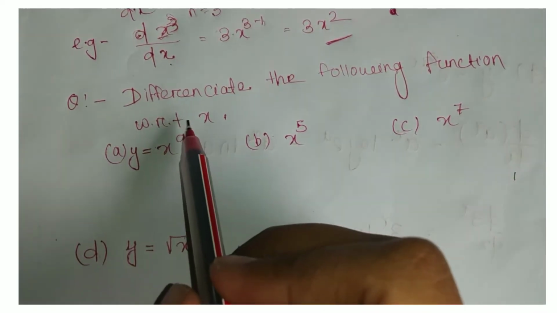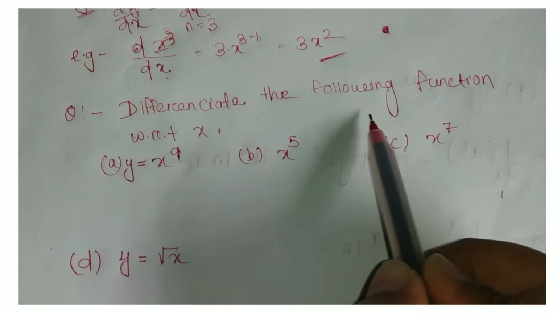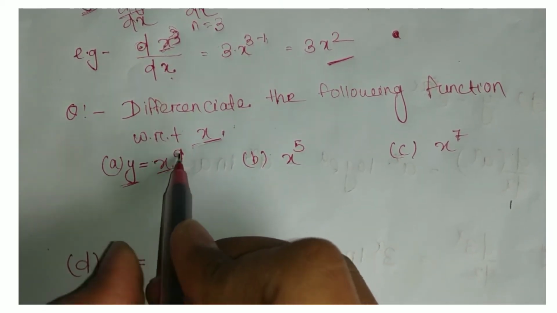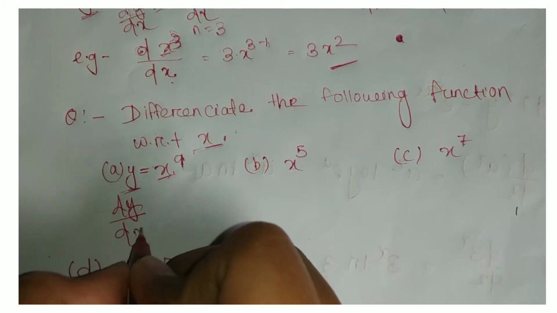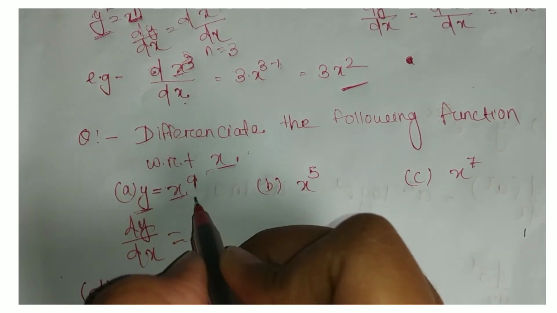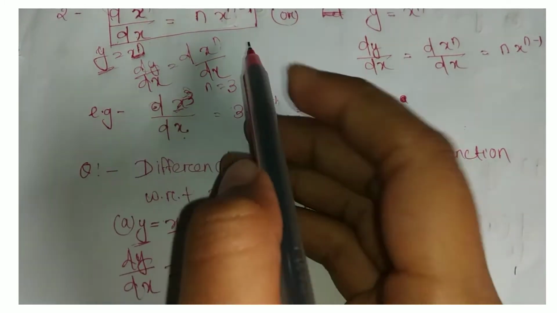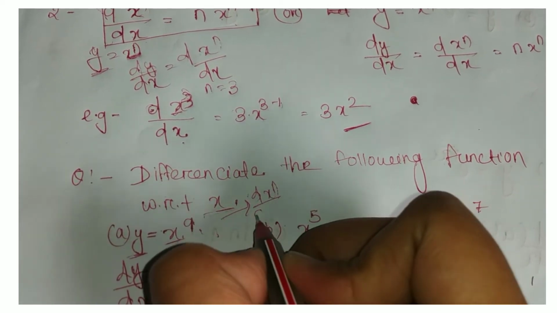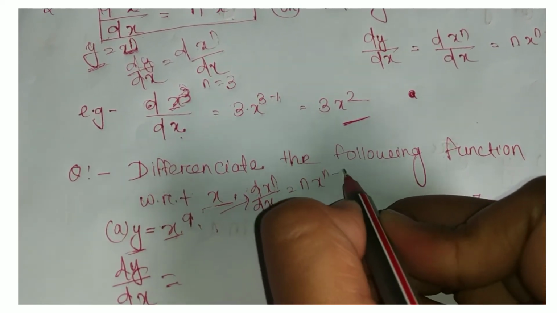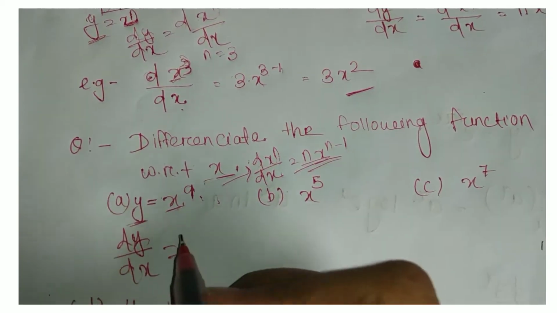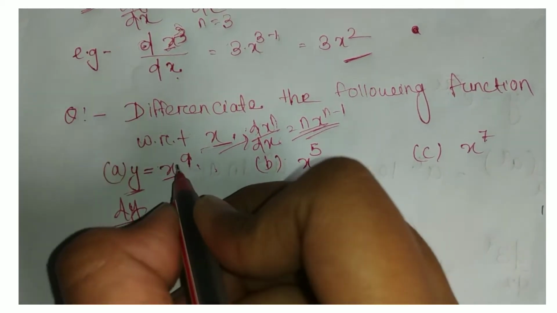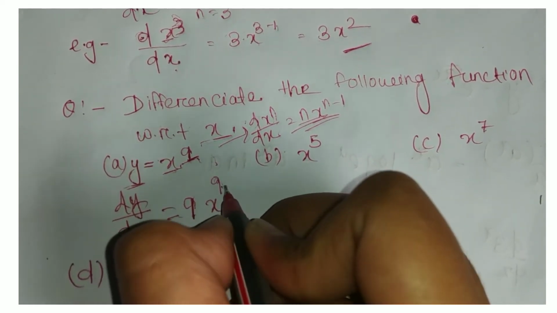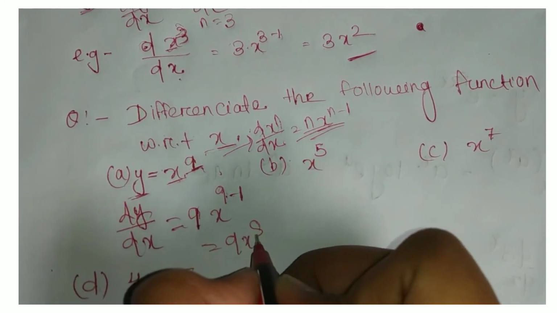Here question given, differentiate the following function with respect to x. Here y is the function of x, so dy by dx is equal to, we know this formula, derivative of x to the power n by dx is equal to n into x to the power n minus 1. Applying this formula, we write here n is equal to 9, so 9 x to the power 9 minus 1, that is 9 x to the power 8.